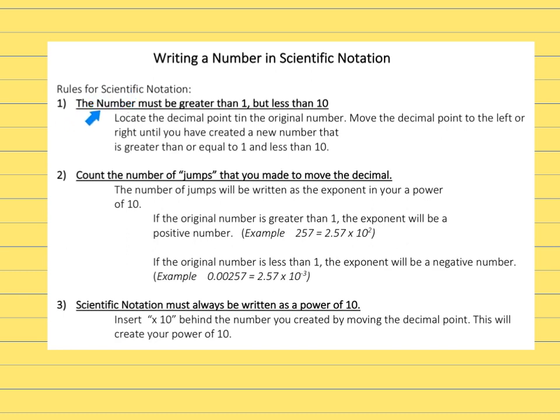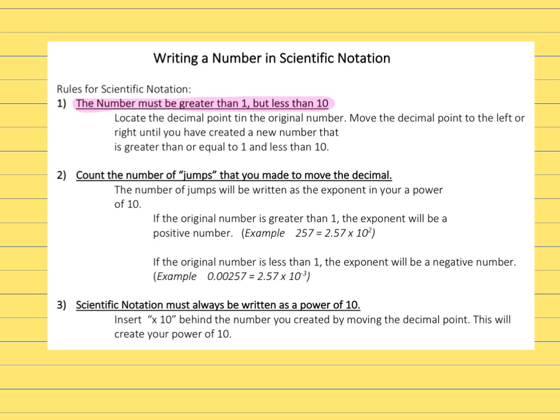The first one is when the number is written in scientific notation, it must be greater than 1 but less than 10. So that is very important that you know. If a number is in scientific notation, the number is greater than 1 but less than 10.